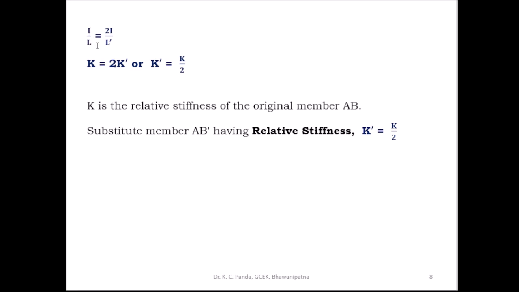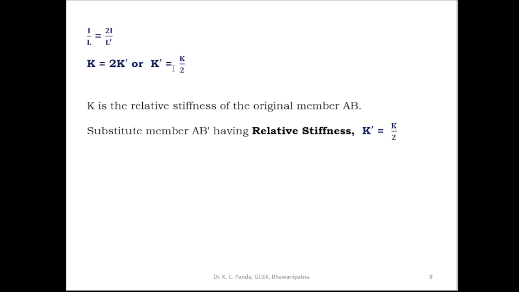Then I by L is equal to 2I by L dash. So I by L is the relative stiffness of the original member. I by L is equal to K, and I by L dash is equal to K dash. So here K is equal to 2K dash. K is the relative stiffness of the original member, and K dash is the relative stiffness of the substitute member.